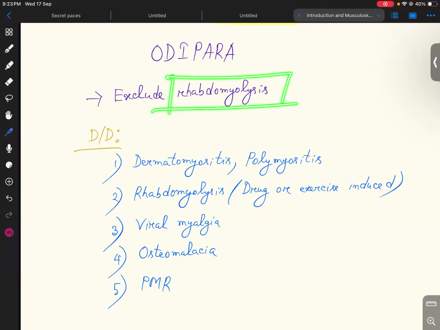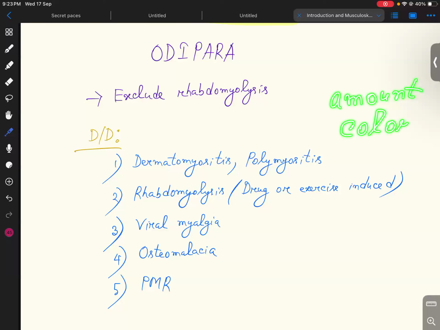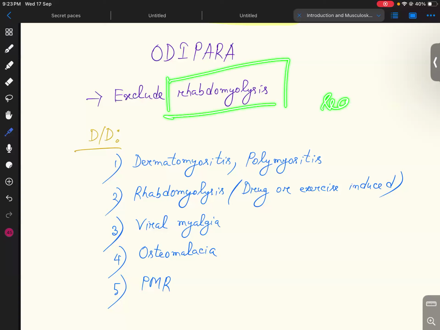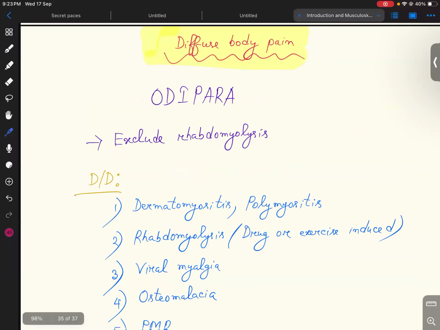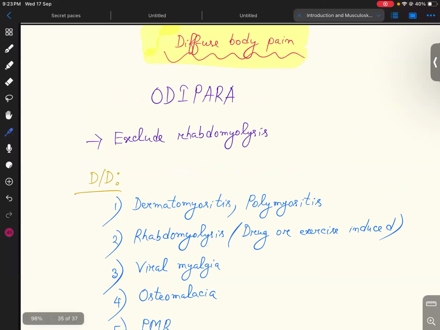How to exclude rhabdomyolysis? By analyzing the urinary symptoms. You have to ask about the amount, color, frequency, frothiness. Because in case of rhabdomyolysis, the amount is reduced and the color becomes high, and that's all evidence of rhabdomyolysis. You have to offer the sitting and standing blood pressure, looking for any postural drop. So this is all for diffuse body pain.